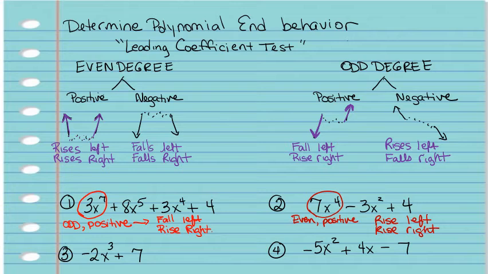All right. Example 3, we've got an odd degree and it's negative. So an odd degree negative is rising to the left and falls to the right.